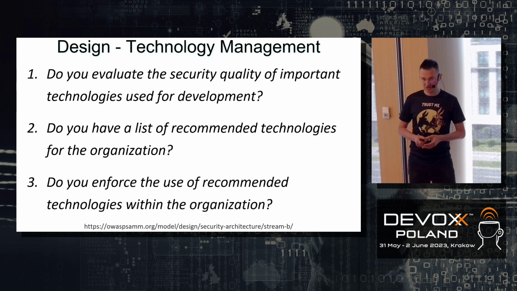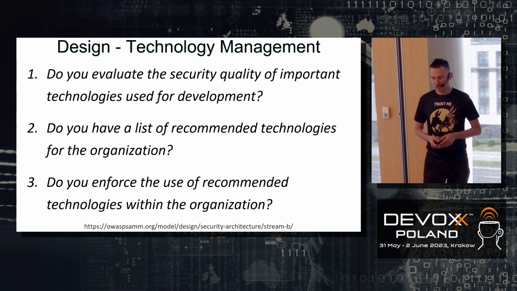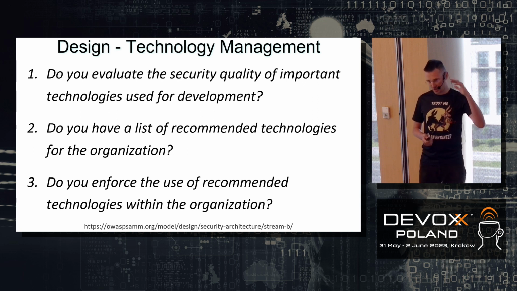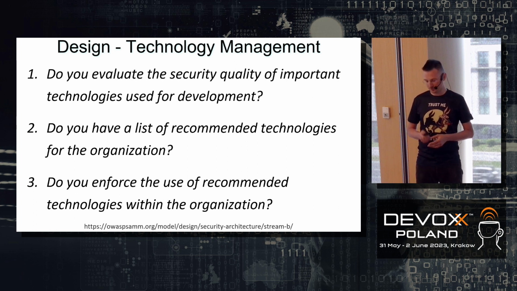Level 3 means that this list should be enforced, so no technology that is not approved before can be used in a project. As you see here, as the level goes up, it becomes harder to comply with as it becomes more complicated and demanding.